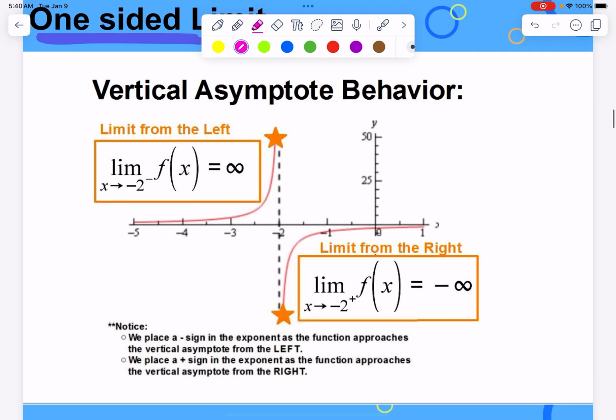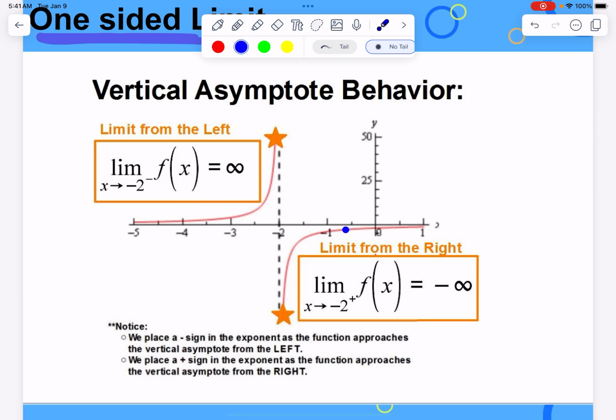The one-sided limits are looking at the vertical asymptote. So whenever there's a vertical asymptote, there's going to be two parts to it, the right side and the left side. So what you're going to write is the limit as x approaches that vertical asymptote, which here is -2, from the left of that function, and the limit as x approaches -2 from the right of that function. So here's -2, and I want to approach it from the left. So I'm getting the function, and I'm getting closer and closer to that -2. As I'm getting closer to that -2, the function goes to infinity.